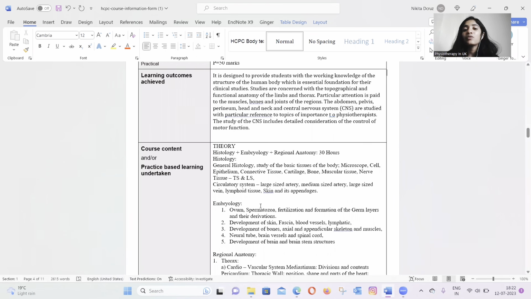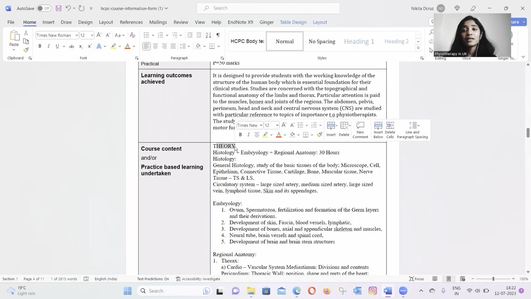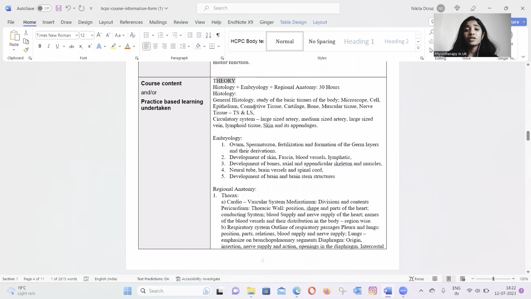Now, moving on ahead, it asks me what is my course content and was there any practice-based learning undertaken? And this is exactly what I've gone on to say. So as you can see over here, I've split it up. So I've said that, okay, I've studied theory and then I might have studied practical as well as a part of my course or as a part of my syllabus in year 1. Now, as you can see over here, I've again split it up into several different bits, but this all comes from my syllabus. So I would again recommend that you go back to your syllabus and see what it is that you need to write within this information over here.